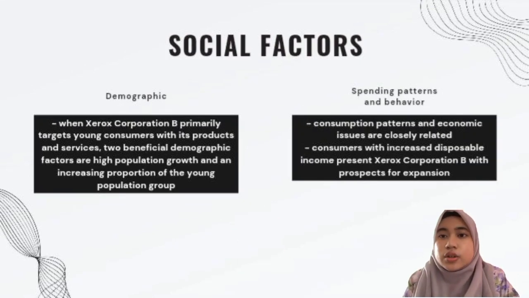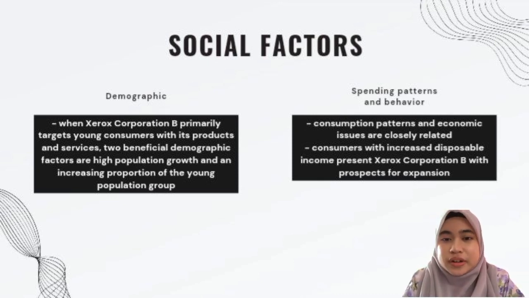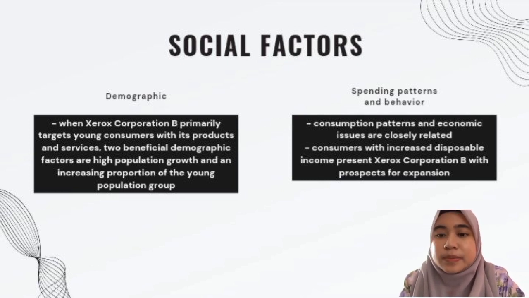The next one is social factors, which is demographic and spending patterns and behavior. The first one is demographic. When Xerox Corporation B primarily targets young consumers with its products and services, two beneficial demographic factors are high population growth and an increasing population of the young population group. The next one is spending patterns and behavior. Consumption patterns and economic issues are closely related. Consumers with increased disposable income present Xerox Corporation B with prospects for expansion.